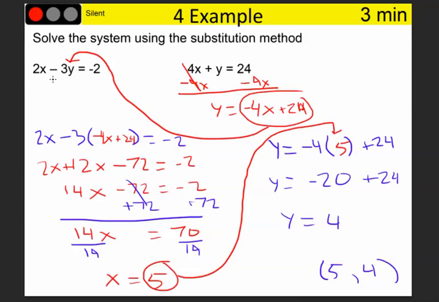I can check this with my other equations. 2 times 5 is 10, minus 3 times 4 is 12, 10 minus 12 is negative 2. 4 times 5 is 20, plus 4 is 24.